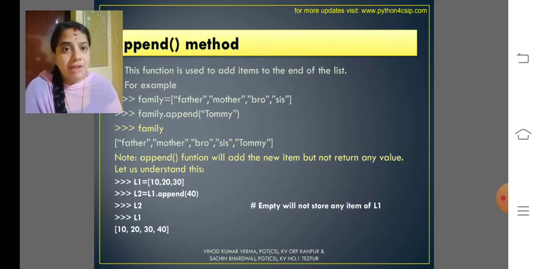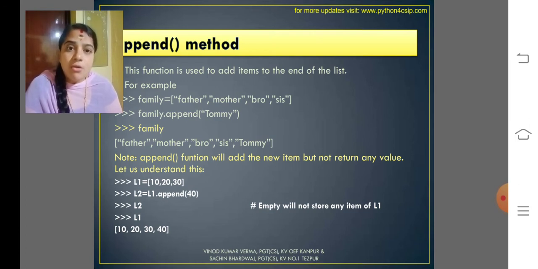Then the append function. My dear children, look at the example. I have a list called family, within which I have the list elements father, mother, bro and sis. Within that I had used append. Family is the list object and append is the list function. Append Tommy. So what happens? Tommy will be added at the last. The append function will add the new item but not return any value.